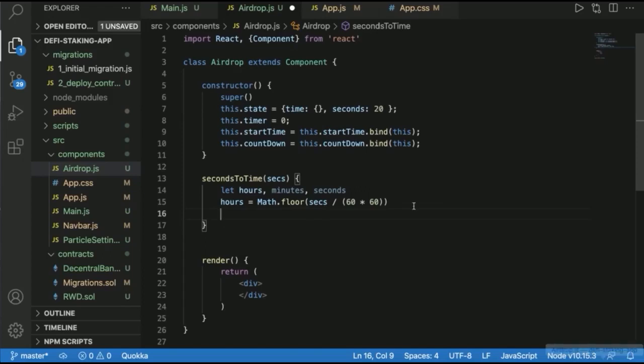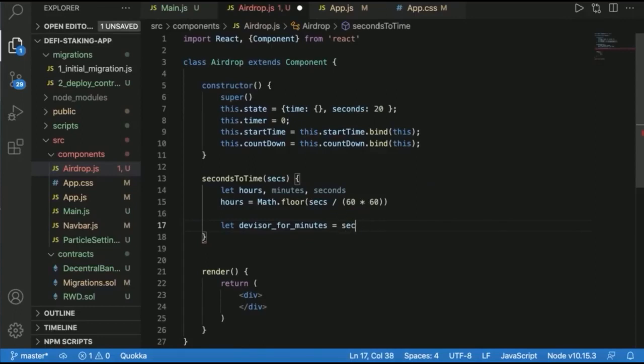So what we're going to do is create a divisor for our minutes, right? We're just going to say let divisor, I don't know how you spell divisor, divisor for minutes. And we're going to put in our secs, so the argument of however many seconds it is. And then we're going to use the modulo operator, so the remainder operator here, and we're going to run this calculation again.